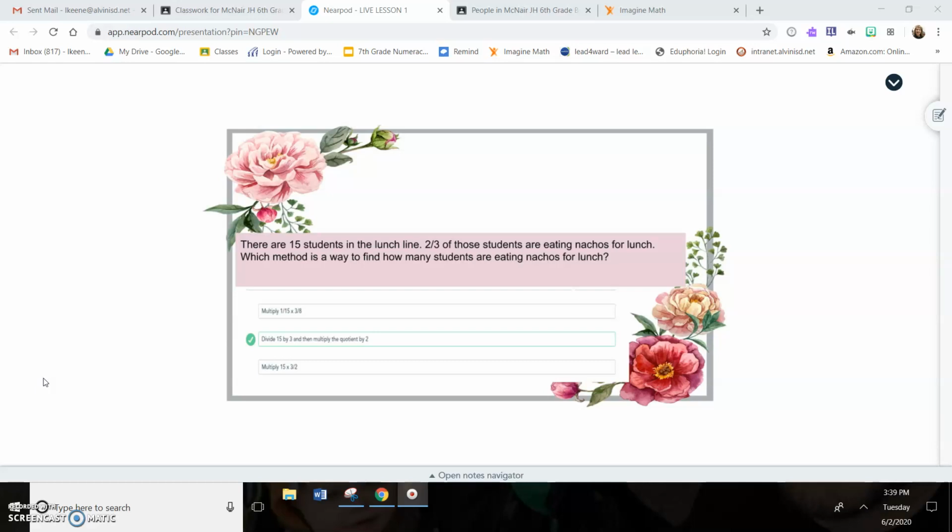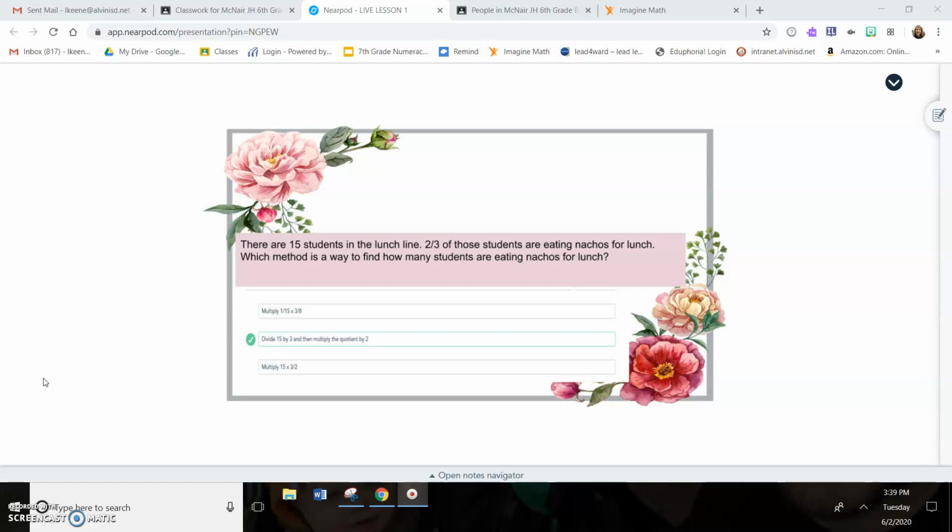So like we mentioned before, in order to make this fraction a whole number, we're going to put it over 1. So 15 over 1 times 2/3. Okay? So we multiply 15 times 2, which is 30, and 1 times 3, which is 3, and that's going to give me 10. So for my answers, I need to have an answer that's going to give me an answer of 10.